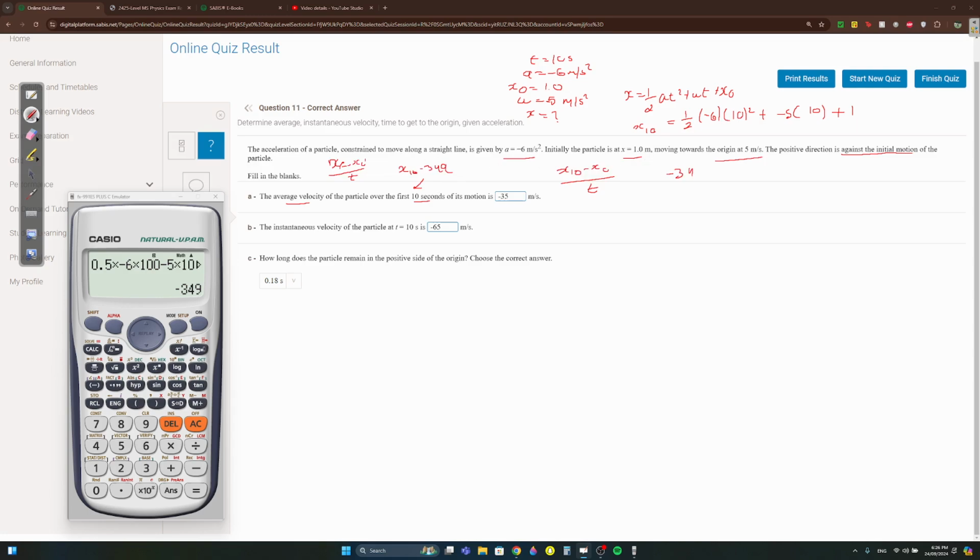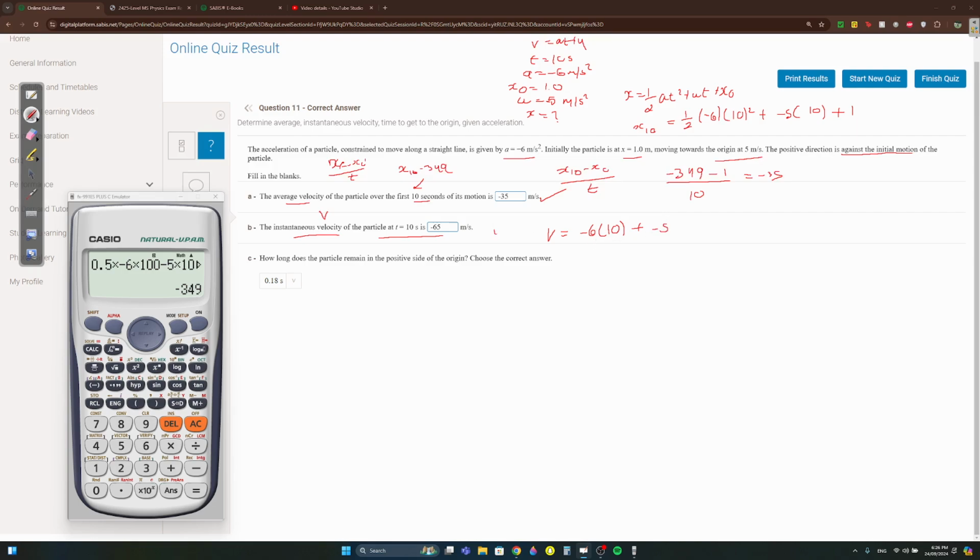So minus 349 minus x node. X node is 1, so minus 1 over the time, which is 10. You get -35. Okay. Instantaneous velocity at t equals 10 seconds. When you have instantaneous velocity, you can just find v. No need to do final minus initial divided by time. Can I find v in all of this? I have a, t, u, x node, I have it all. So the easiest one always is at plus u. V equals acceleration, which is -6, times the time, which is 10, plus u, which is -5.